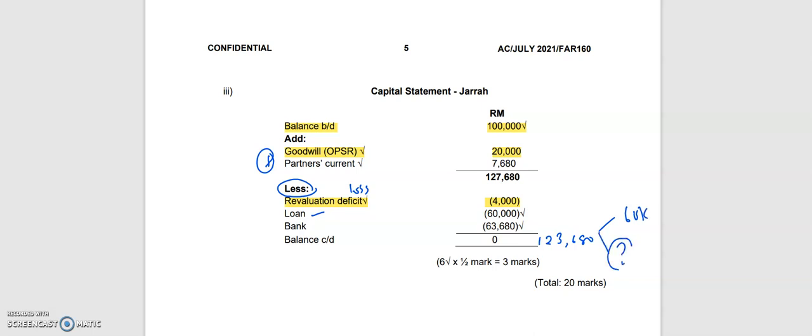So now you already know you will minus 60,000 as a loan. Can you find the remaining balance? The remaining balance will be 63,680. Then this is the one that you will pay her immediately. Since you are paying by check, the correct account will be bank. So at the end, the balance carried down will be 0. So we have closed both of Jarrah account, current and capital. Okay, so that's all the discussion for question 1 for July 2021.